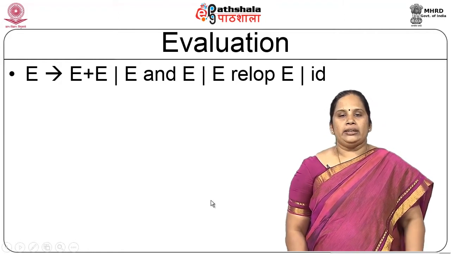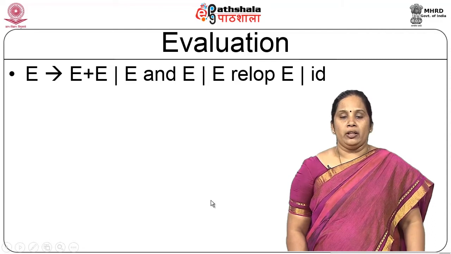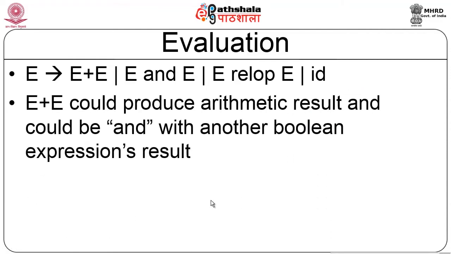In that case, how do we generate 3 address code is what we are going to look at in this particular module. So here E plus E could produce an arithmetic result, and that could be ANDed with another Boolean expression's result. So that is also possible. So here if we consider this production, E produces E and E, in that case the LHS E could be an arithmetic expression's result, and that should be ANDed with another E. So in that case, how do I relate them?